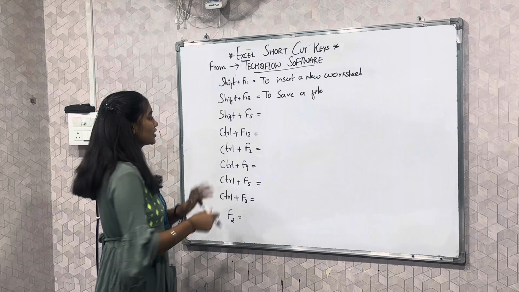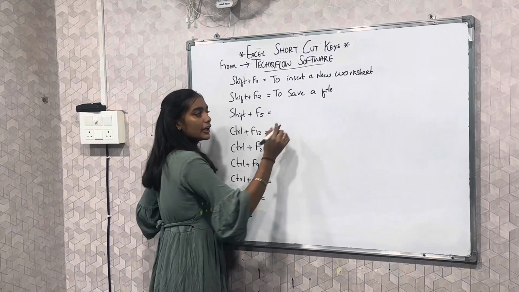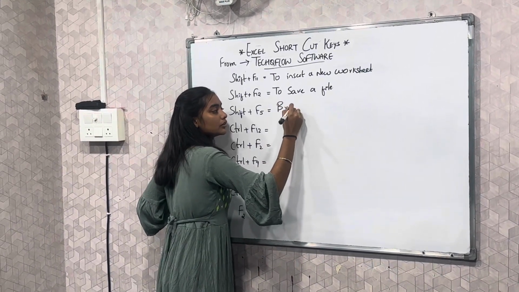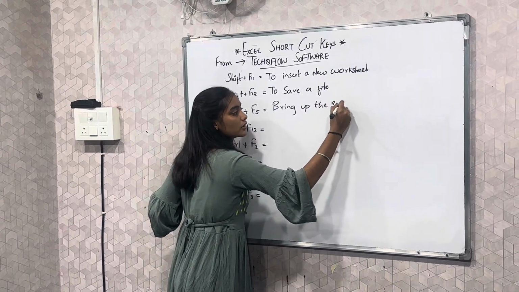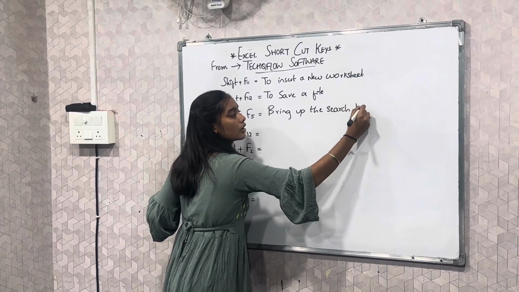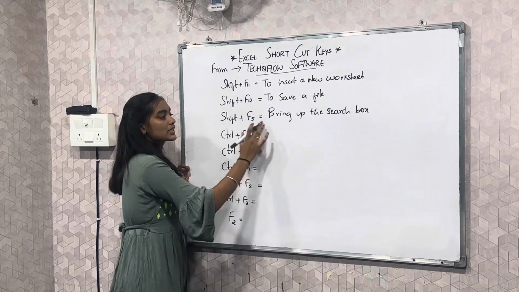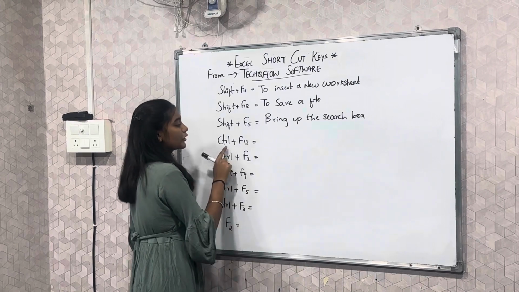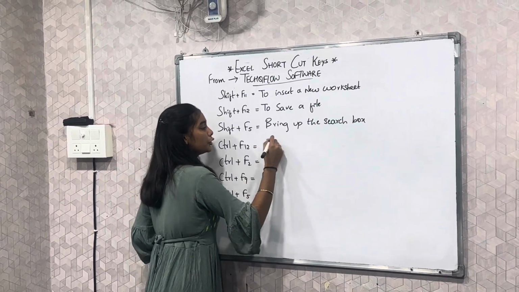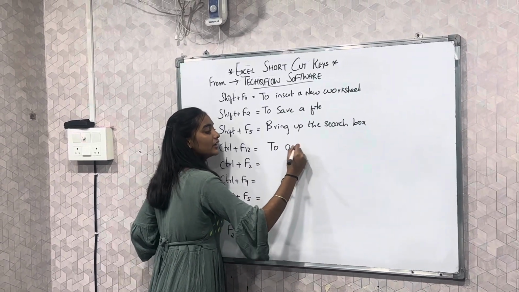Okay, so next, Shift plus F5. If we press Shift plus F5, we'll bring up the search box. Okay, so Control plus F12 to open the file.